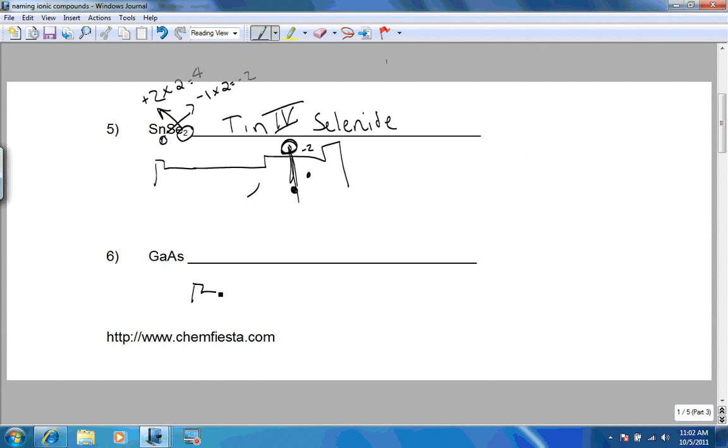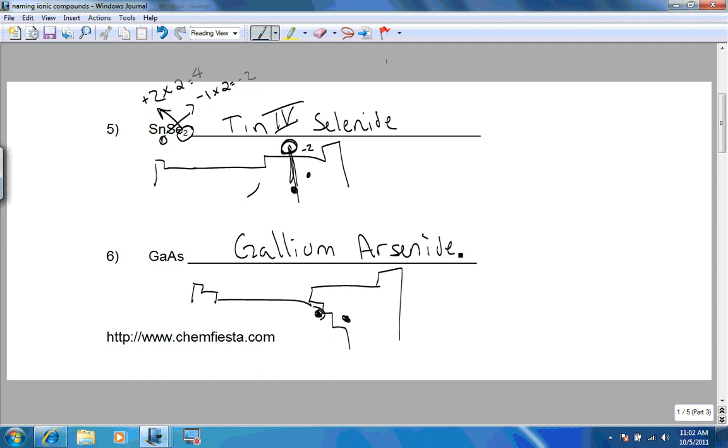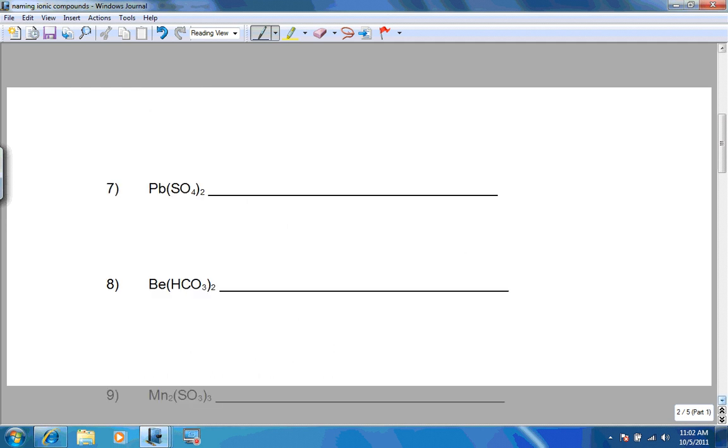And then GaAs. Ga is gallium. It's right here. And As is arsenic. It's right there. Gallium is in the +3 row, so that means we do not need the Roman numerals because it's always going to be a +3. So, gallium, we don't need a Roman numeral. Arsenic becomes arsenide.